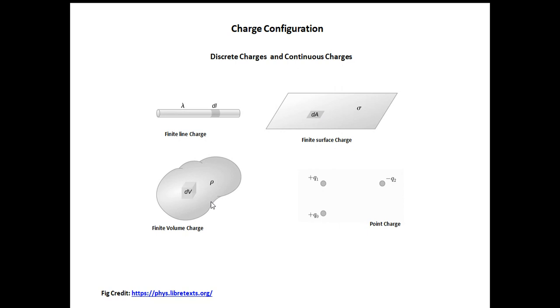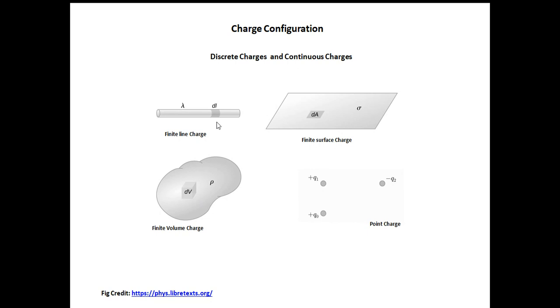Then I have a finite volume charge. Here the charge density is called lambda for the line, sigma for the surface, and rho for the volume. Everybody understands the difference between charge and charge density. The small element of this is called dV. Now these figures I have picked up from the website physics.libretexts.org, and I thank them for this.